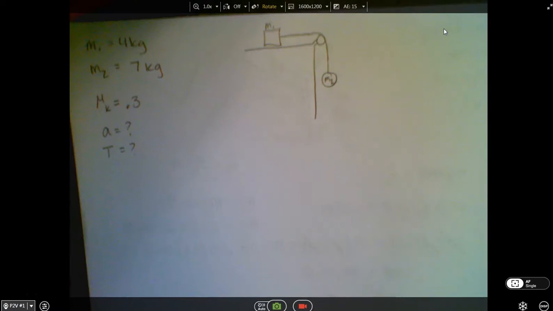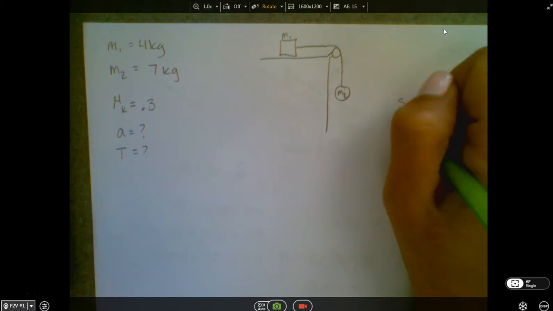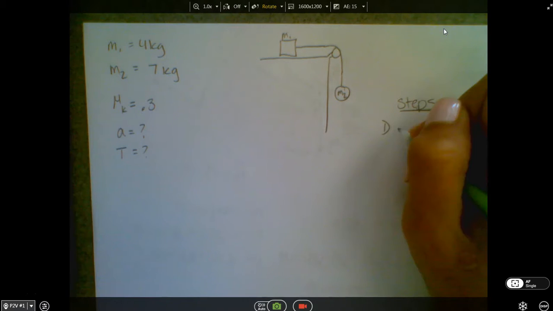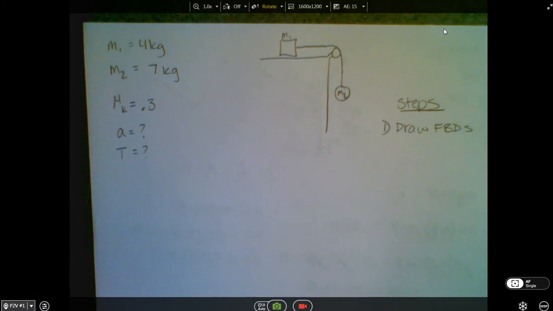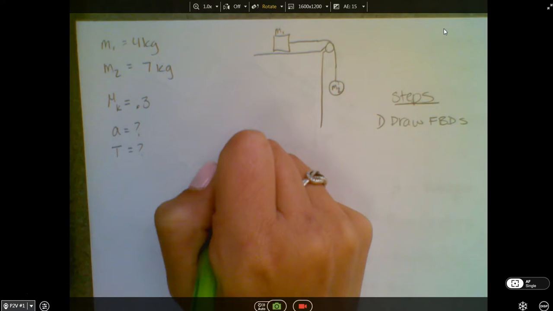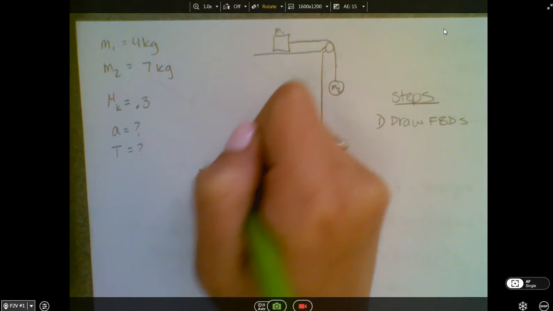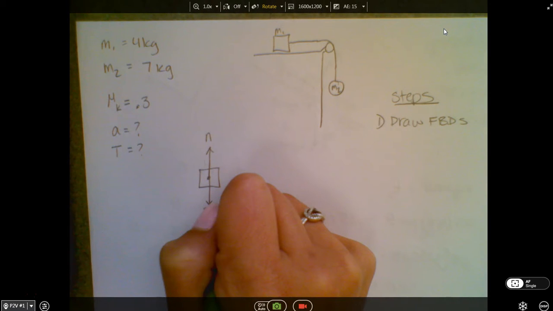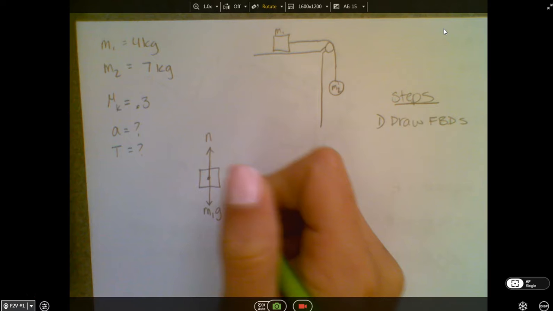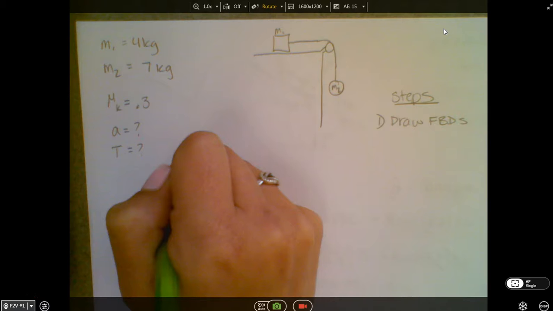All right, so here's my setup. I have the variables laid out. I have my picture. Hopefully we all remember the first step. Put the steps over here. First step, draw free body diagrams for each object. So I have M1. I have, let's see, I have the normal force pressing up from the surface. I have the weight, which would be M1G. I have tension pulling me this way, and I have kinetic friction pulling me back this way.